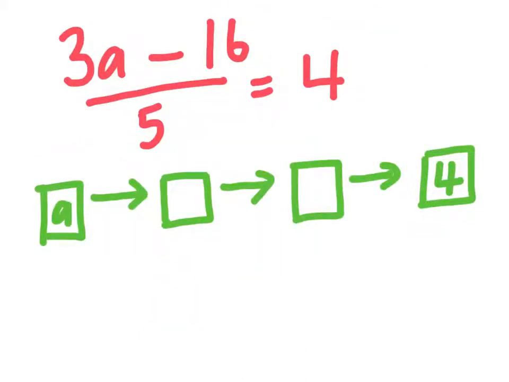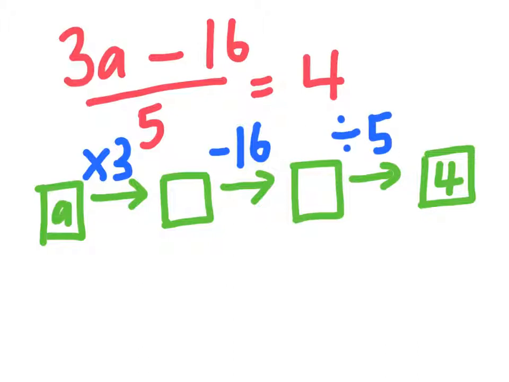For one final example, we have 3a, so a is multiplied by 3. So a multiplied by 3, 16 is subtracted from that, and then it is divided by 5, and this equals 4. So divided by 5. So we will backtrack. So the inverse of dividing by 5 is multiplying by 5. So 4 multiplied by 5 is 20.